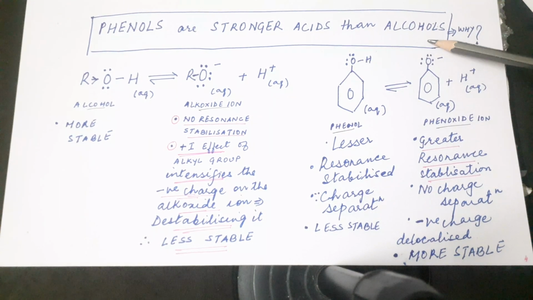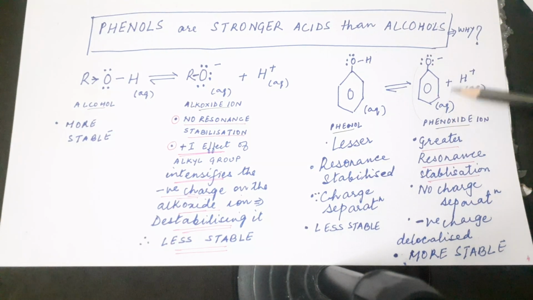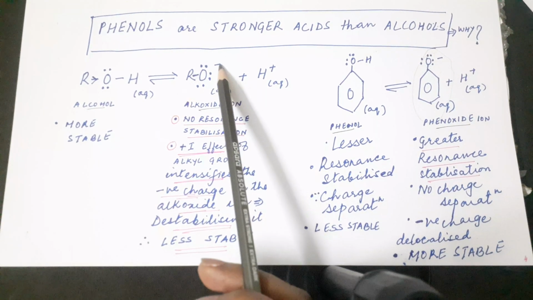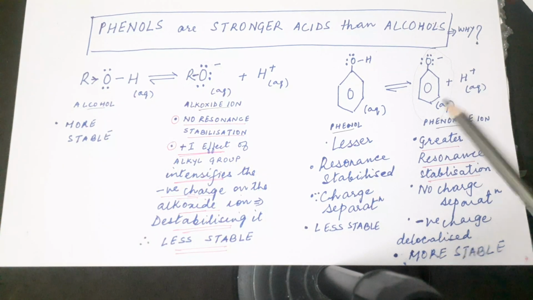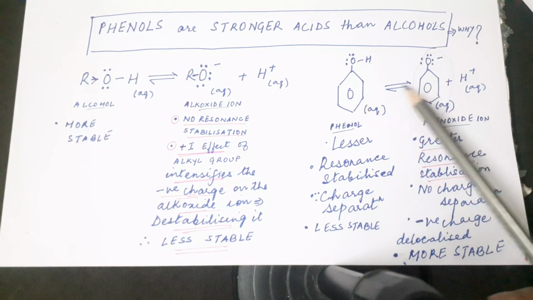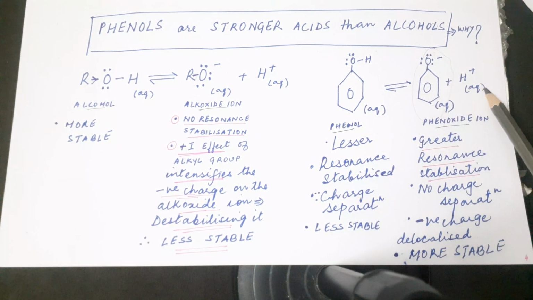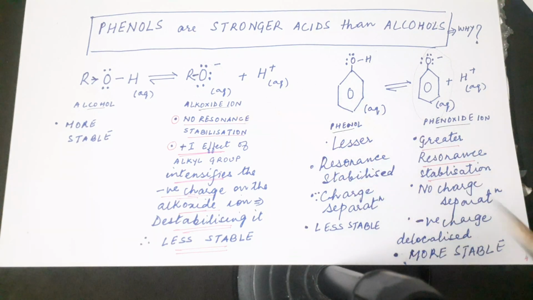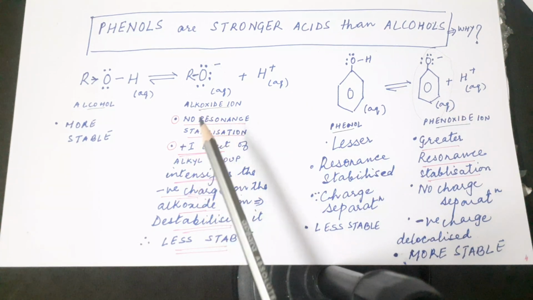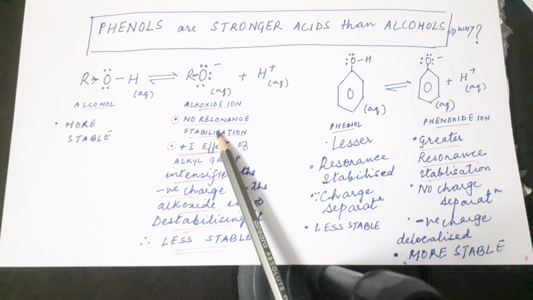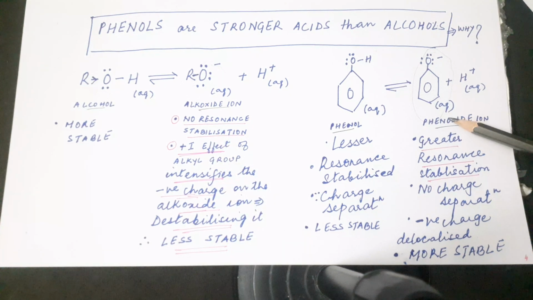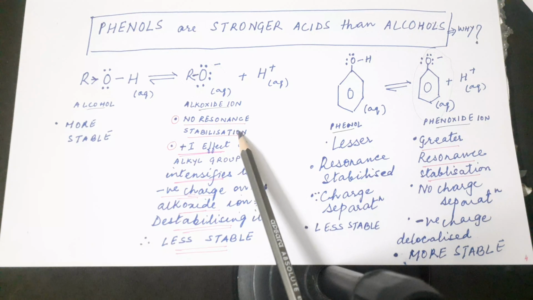Phenols are stronger acids than alcohols. Why? For that, we need to show that the phenoxide ion here and the alkoxide ion here, as compared to the whole entities from which they have evolved, are more stable, then equilibrium will shift in this direction. If it is less stable, equilibrium will shift in this direction. So let me compare the alkoxide ion and the phenoxide ion. Alkoxide ion shows no resonance stabilization. So, as compared to the phenoxide ion, it has lesser stability.